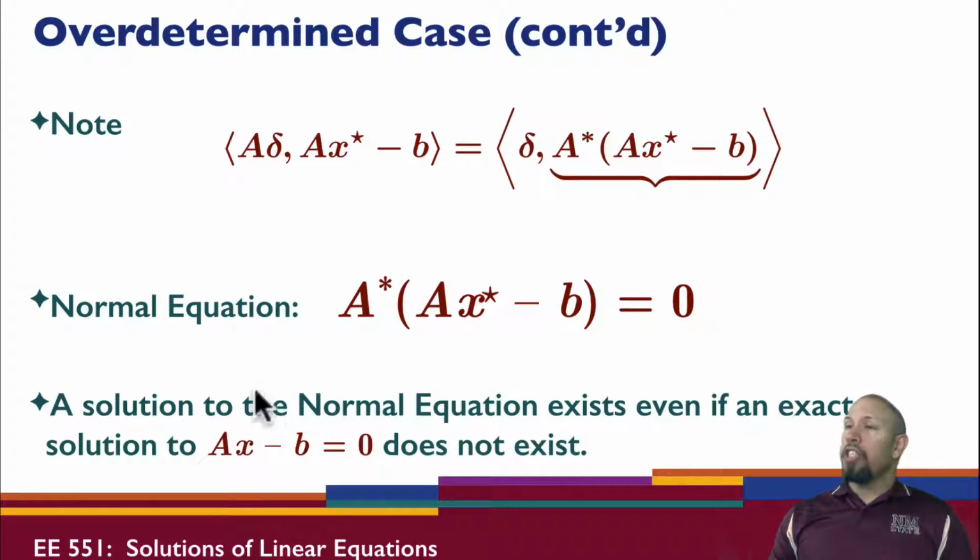Well, it's easy to show that a solution to the normal equation exists, even if an exact solution to this equation does not exist. So we know that since b is not in the range of A, we cannot get a value for 0 here. But what the normal equation says is we don't need something that is 0 here. We just need it so that when I multiply by A adjoint, I get 0. Okay, that's a different problem.